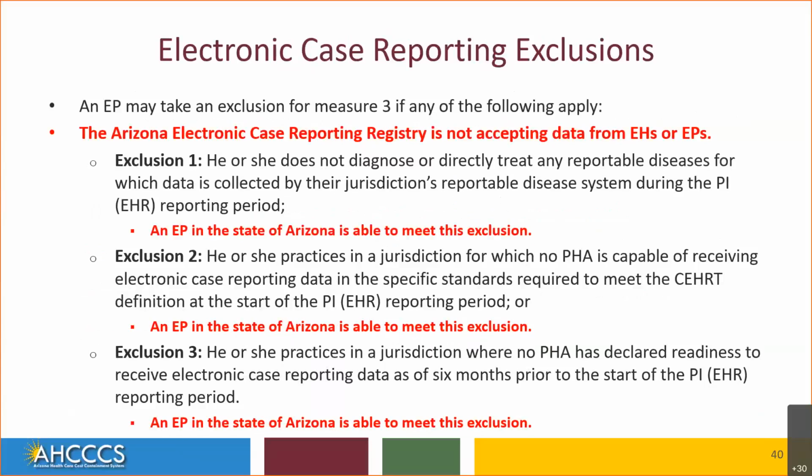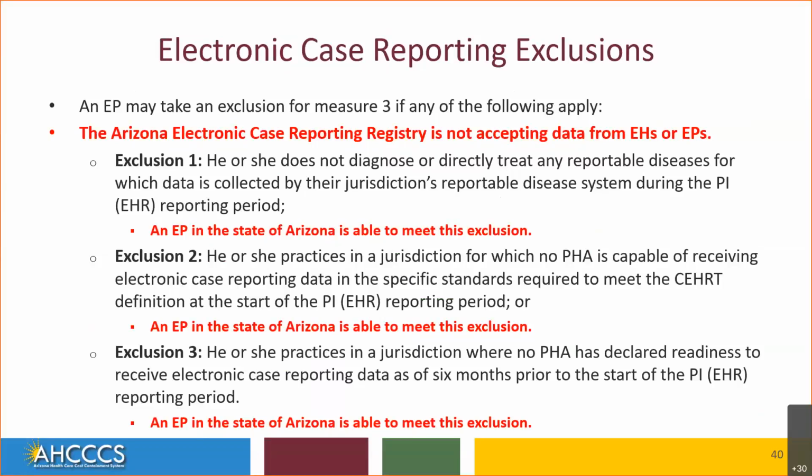This is very similar to the Syndromic Surveillance Registry in that the EP in Arizona can meet all 3 exclusions automatically because there is no electronic case reporting currently accepting data. So again, those exclusions are very similar to measures 1 and 2. Exclusion 1, the EP does not diagnose or directly treat any reportable diseases for which data is collected by their jurisdiction.